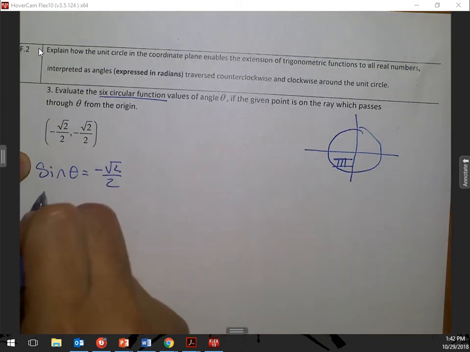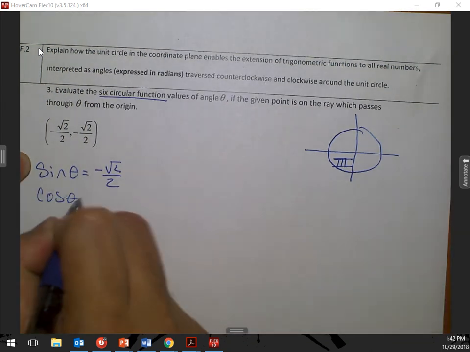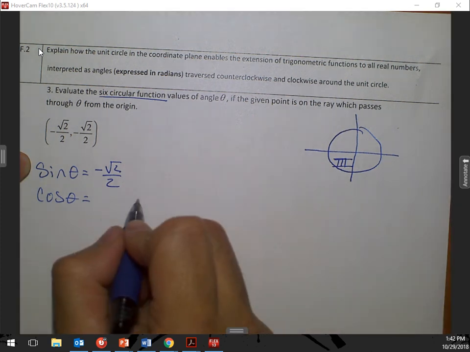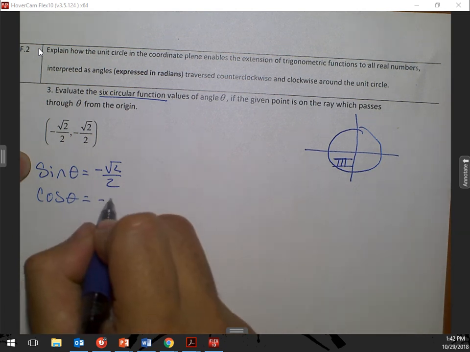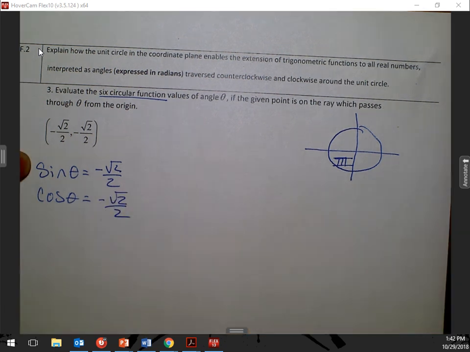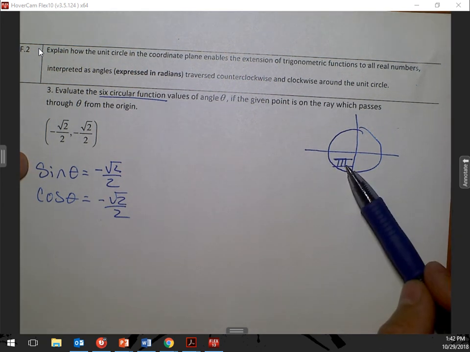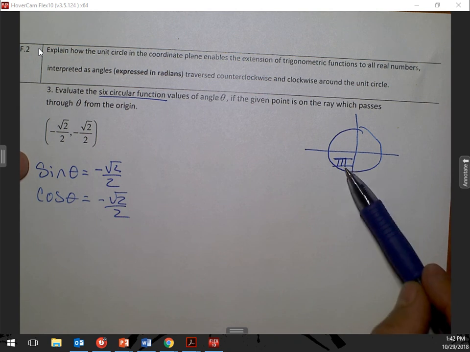So next I'm going to put cosine theta. What's cosine theta going to be? X over R. What is it going to be? Negative rad 2 over 2. It's quadrant 3, it's down here, right? Yeah, quadrant 3. It's 225, 5 pi over 4? Yeah. Okay. Alright, so we have that.